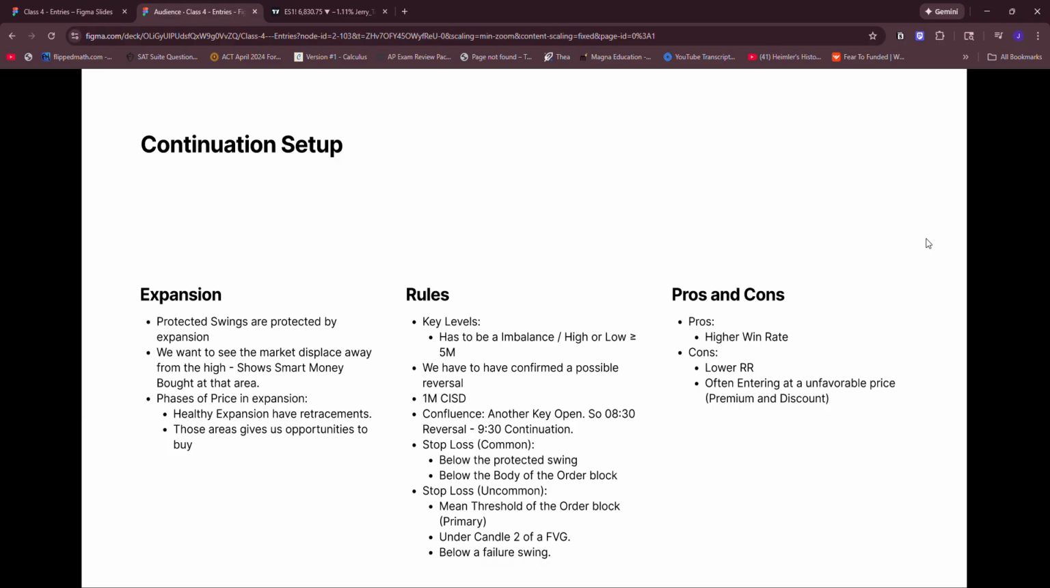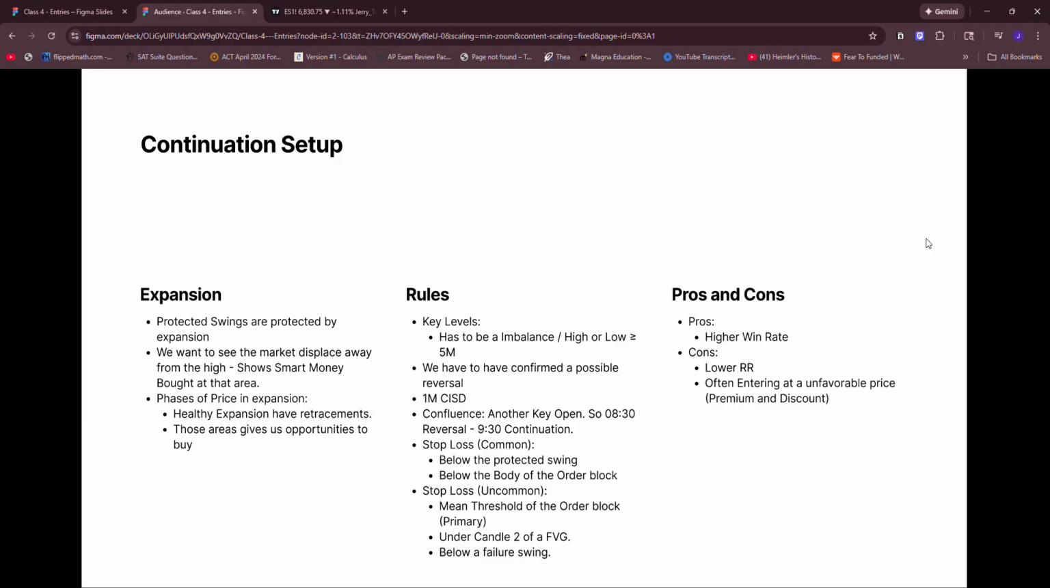So it's very similar. It's another Judas swing, right? We Judas swing lower, and then we tap into a 5-minute or above and get a 1-minute change in state. Similar, very same stop loss placements. And then the pros and cons. Pros, it's a much higher win rate, right? Because just like how I said, there's a weekly protected high or low, there's a daily protected high or low, and then you got your session protected high or low.